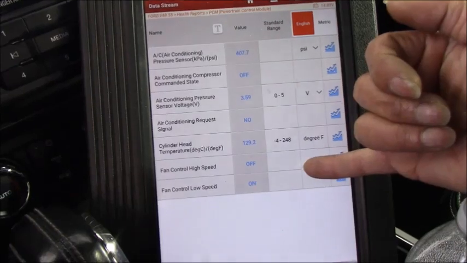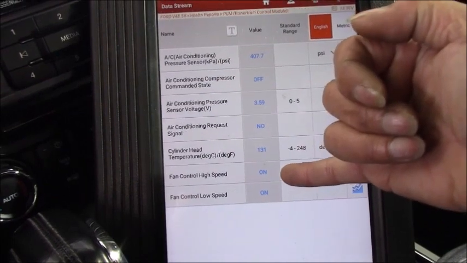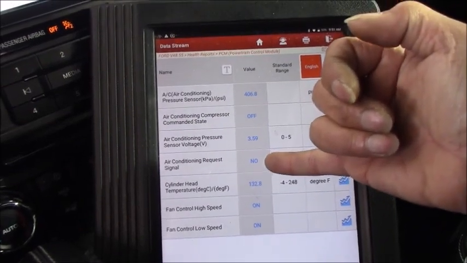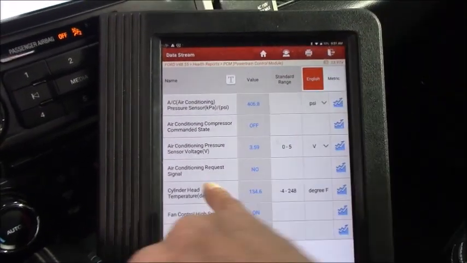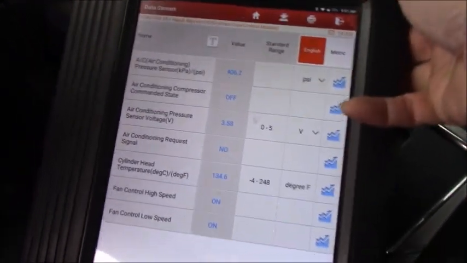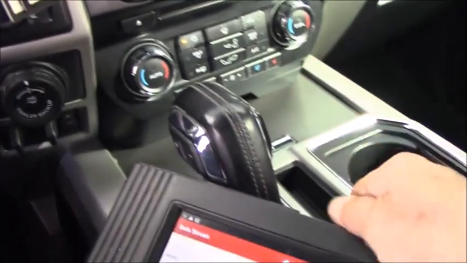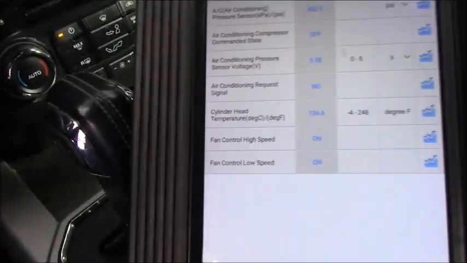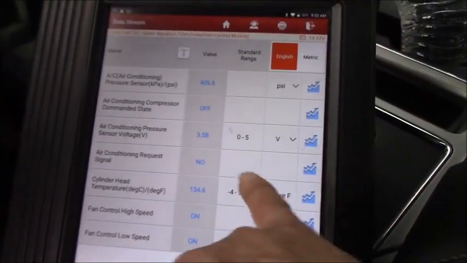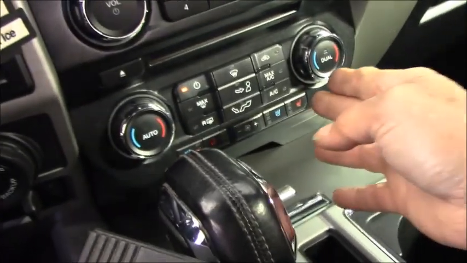Okay, engine running right now. The low speed turns on first, and high speed is also on. As you can see right now, the AC is off, and the air conditioner request signal is off. Let me turn the AC on. Okay, as you can see, look at here. Look at the air conditioning request signal right now. No, because the AC is off. Let me put it on.